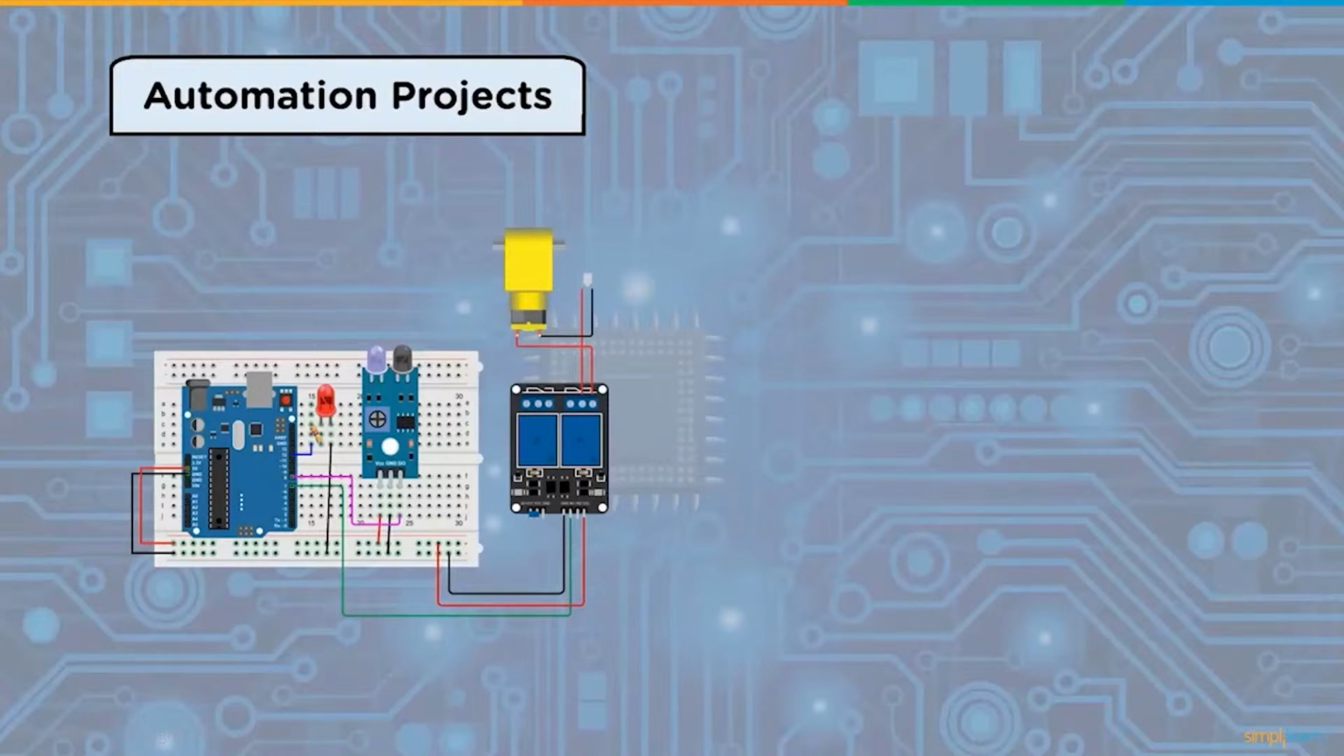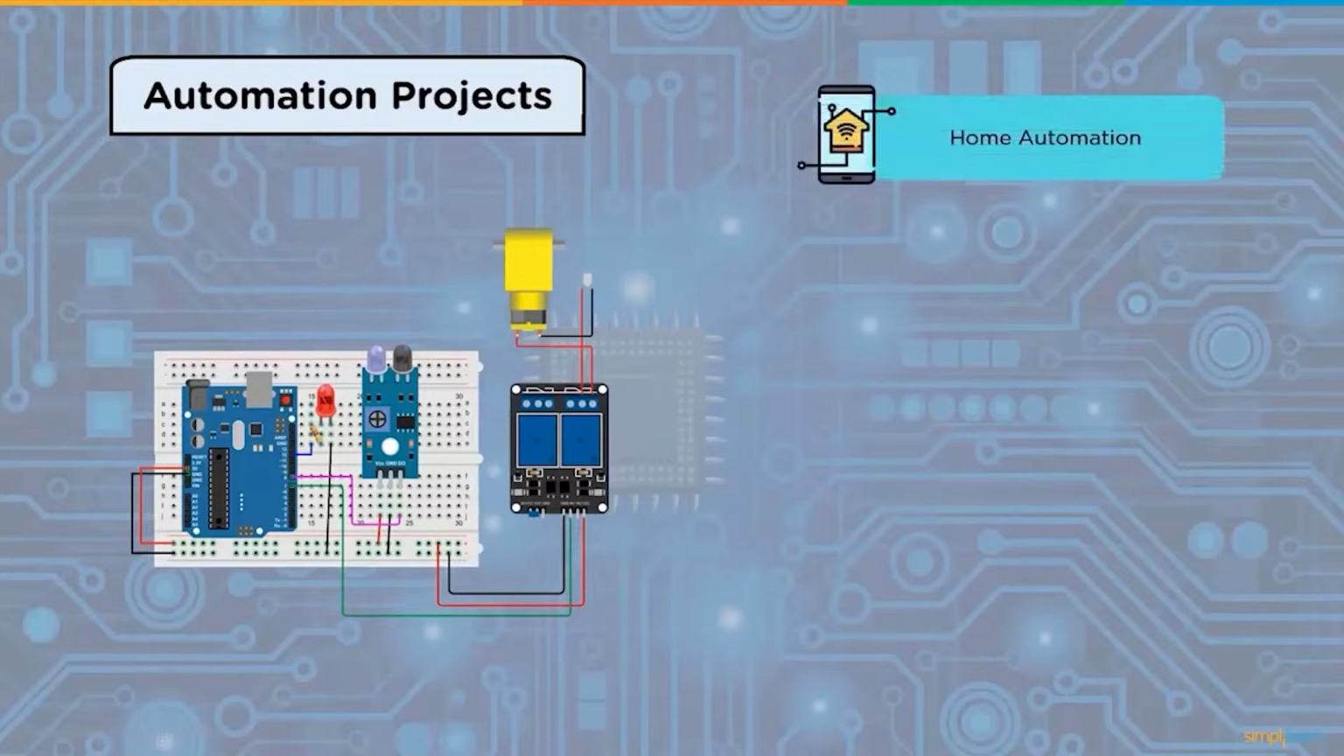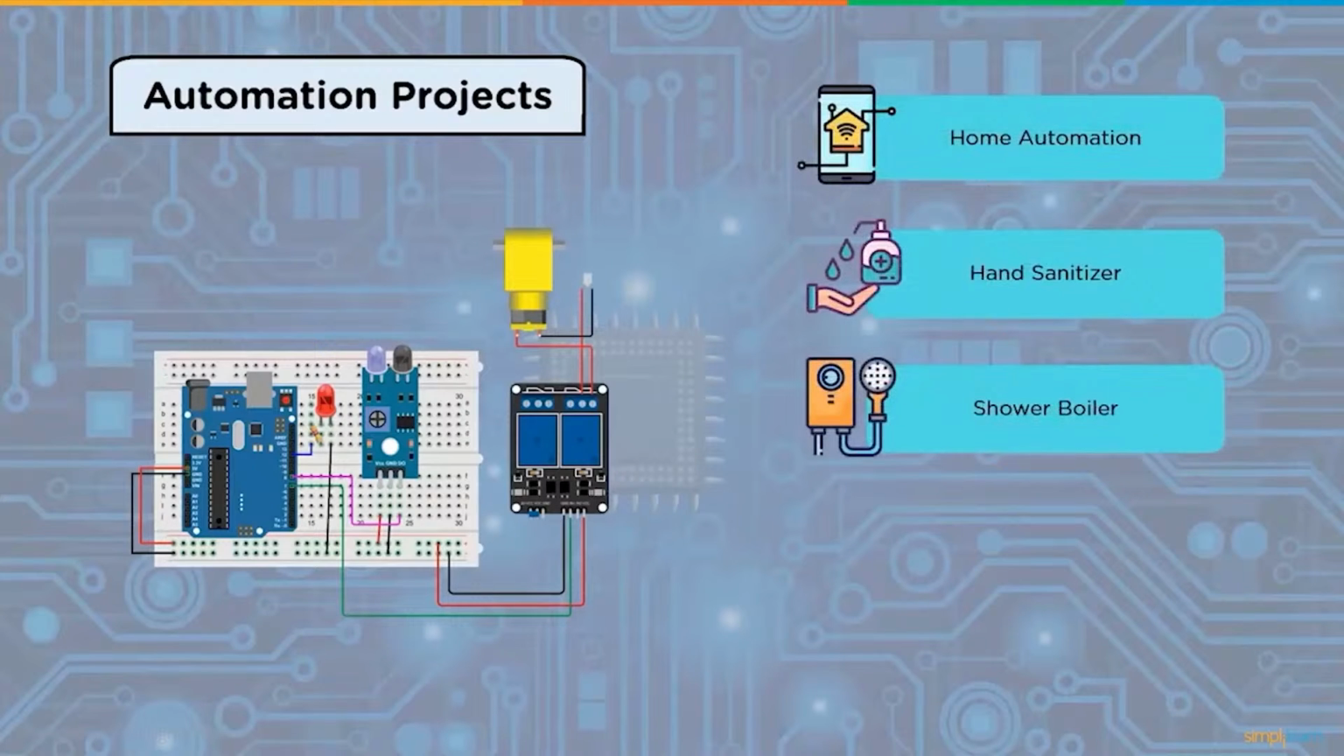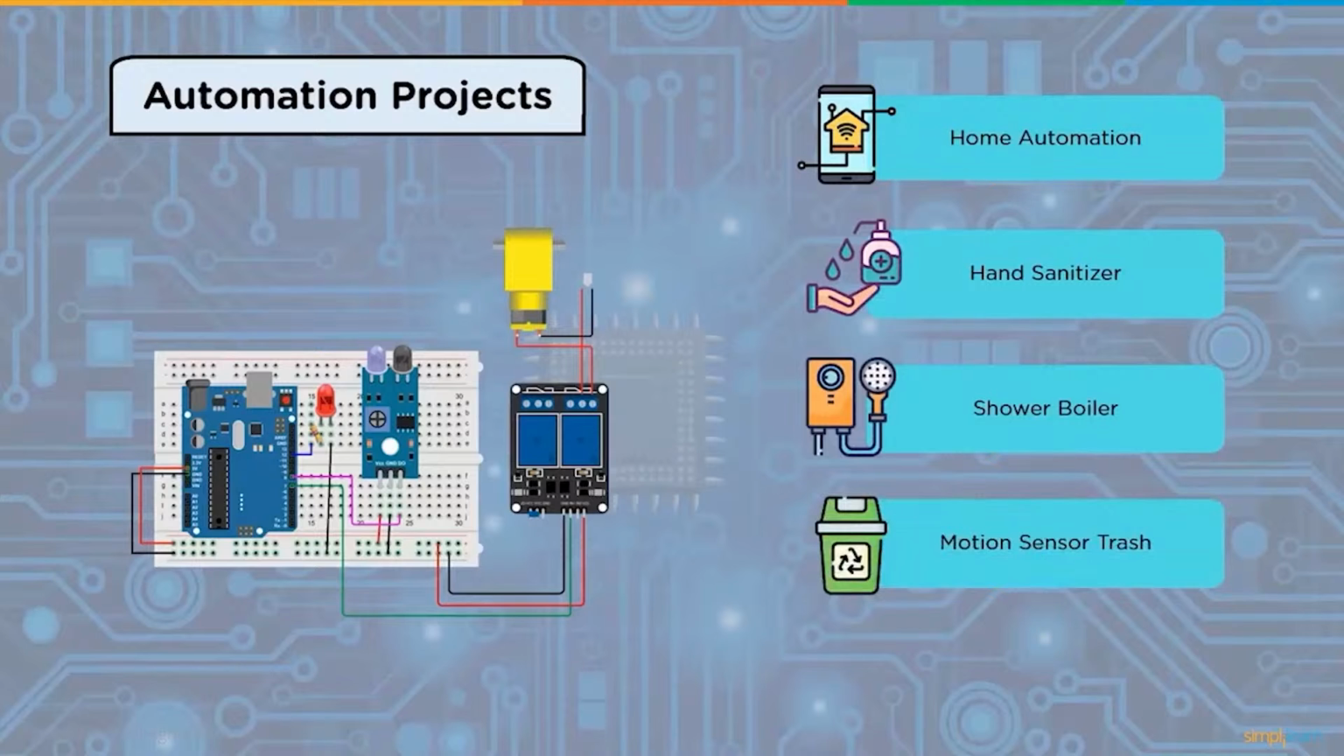Some of the automation projects using Arduino are home automation and sanitizer dispenser, automated shower boiler, automatic motion sensor trash, and IR remote controller home appliances.